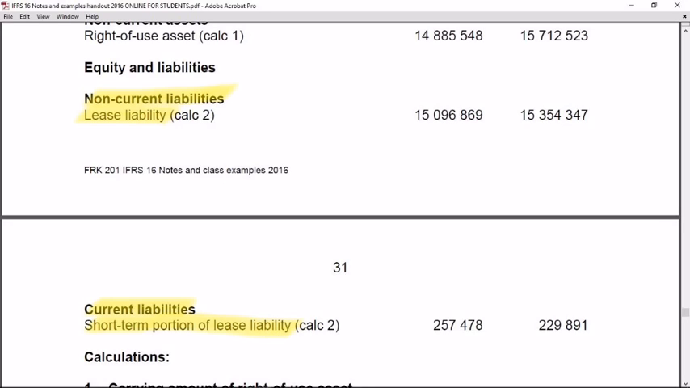Let's first understand the principle underlying splitting this balance between a non-current and a current portion. Your current liability short-term portion would relate to the capital portion that is repayable on this lease liability within the next 12 months after year end.